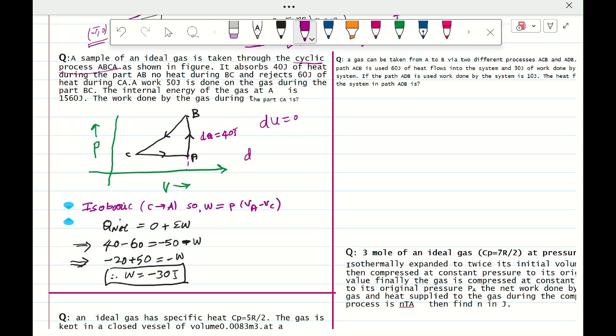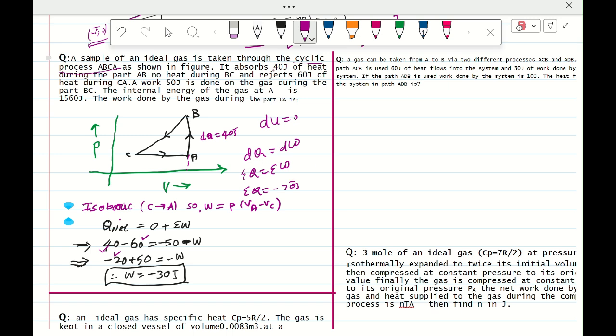dU equal to 0 means dQ is equal to dW. In a cyclic process, sigma Q is equal to sigma W. Therefore, sigma Q: 40 joules of heat energy is absorbed and 60 is released. So 40 is plus and 60 is minus. This is the net heat energy, so sigma Q is equal to minus 20 joules.